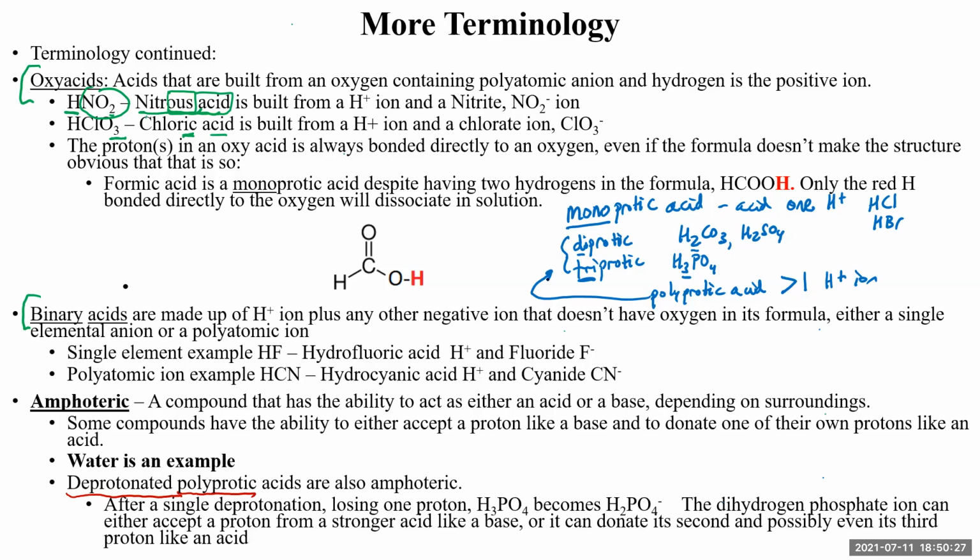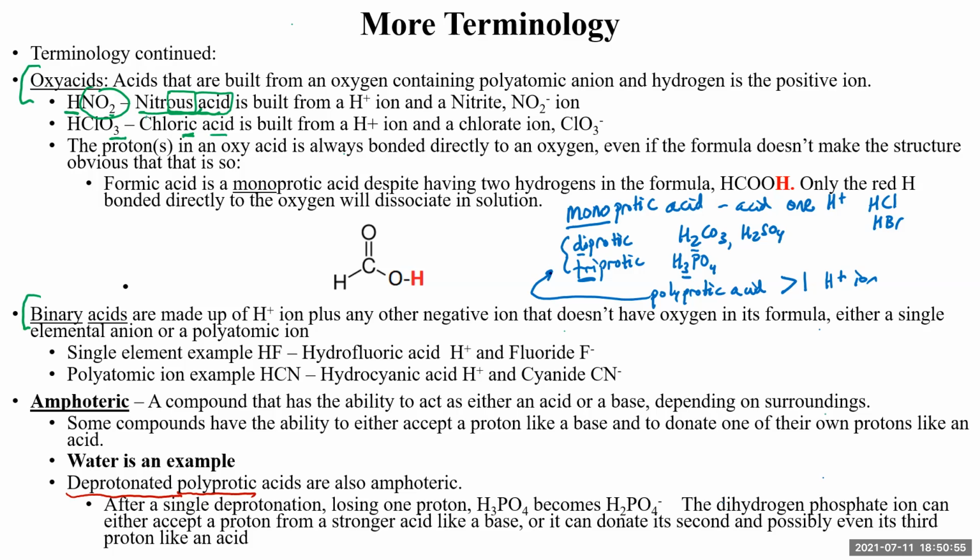Poly means many, protic refers to the number of protons in the acid's formula. Again, only protons. So having a bunch of hydrogens connected to carbon doesn't count as polyprotic. It's only the number of protons. I mean, when I say protons, I mean specifically the number of hydrogen ions that are going to dissociate if that compound dissolves in water or enters into the water to make a solution.